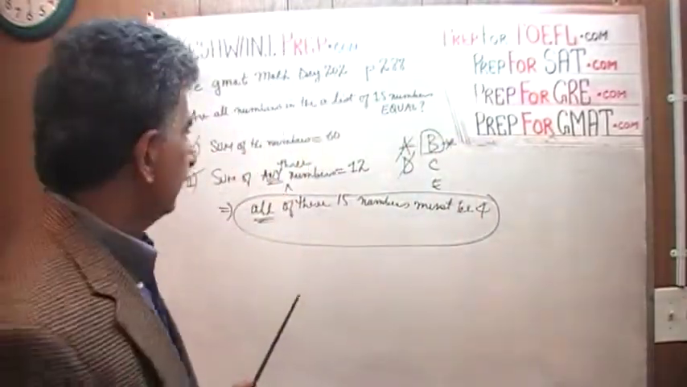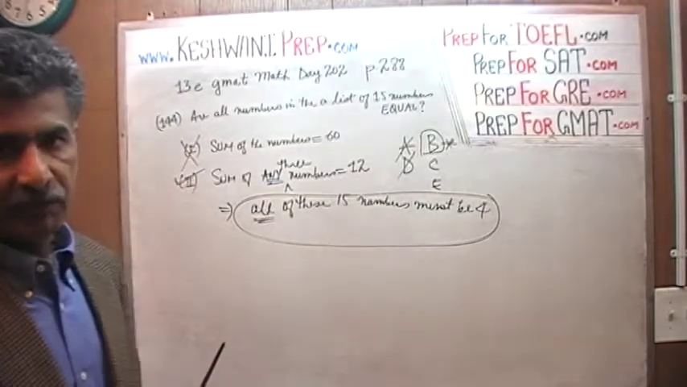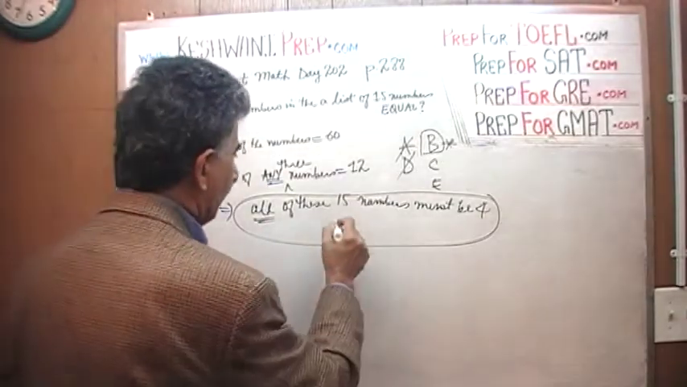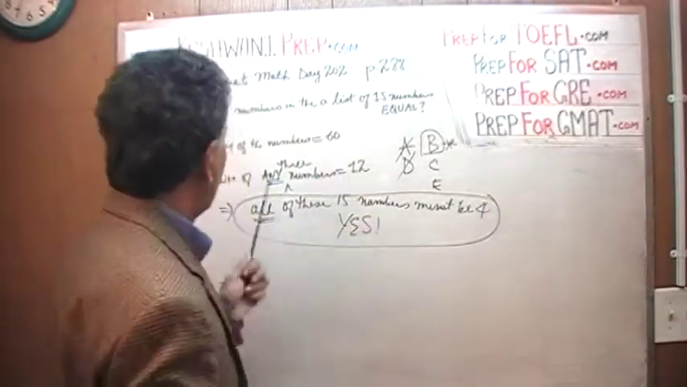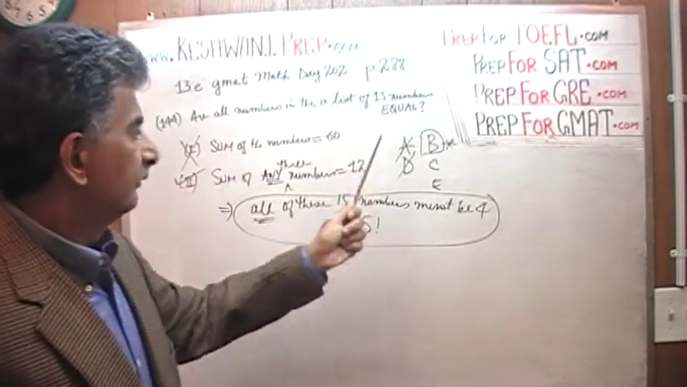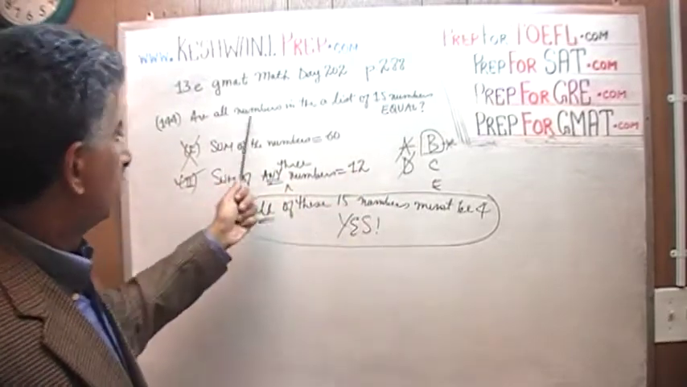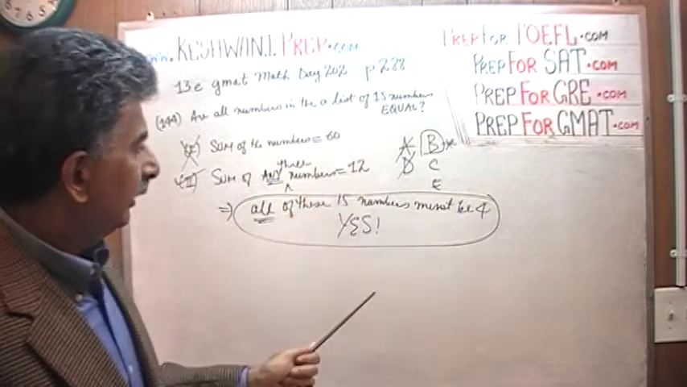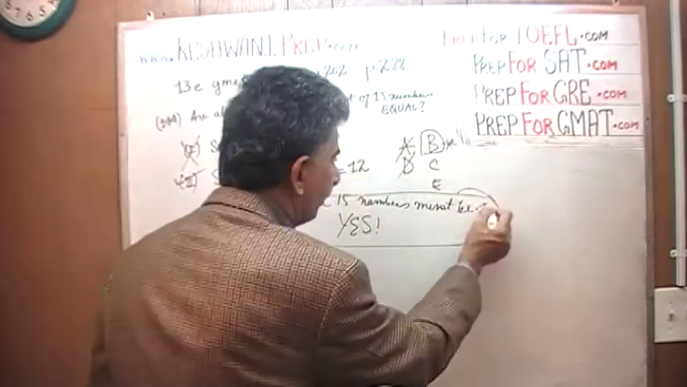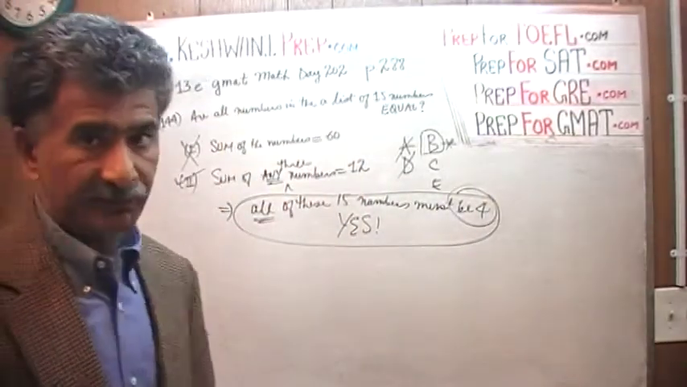Not because, when we said the second statement works, Hans' answer happened to be yes. Are all the numbers in the list equal? The answer is yes, they are all equal because they are all 4. But that's not the reason why we say the second statement is sufficient.